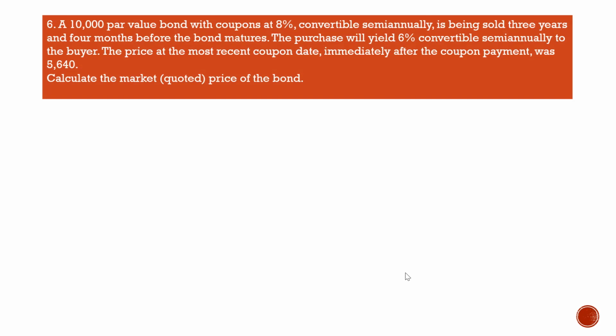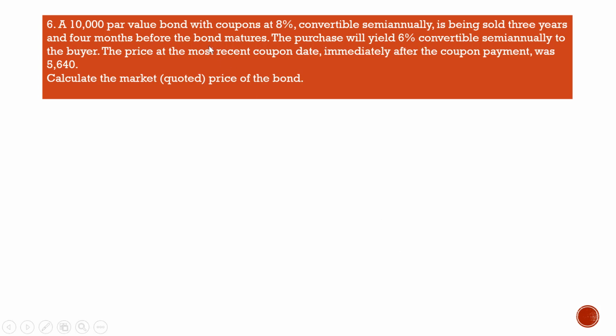Question 6, a 10,000 par value bond with coupons at 8% convertible semi-annually is being sold 3 years and 4 months before the bond matures. The purchase will yield 6% convertible semi-annually to the buyer. The price at the most recent coupon immediately after the coupon payment was $5,640. Calculate the market quoted price of the bond.